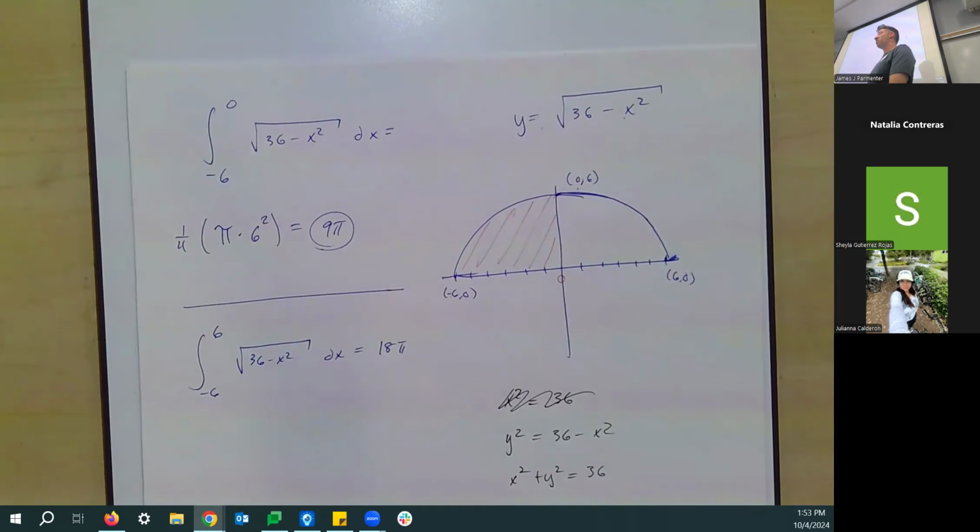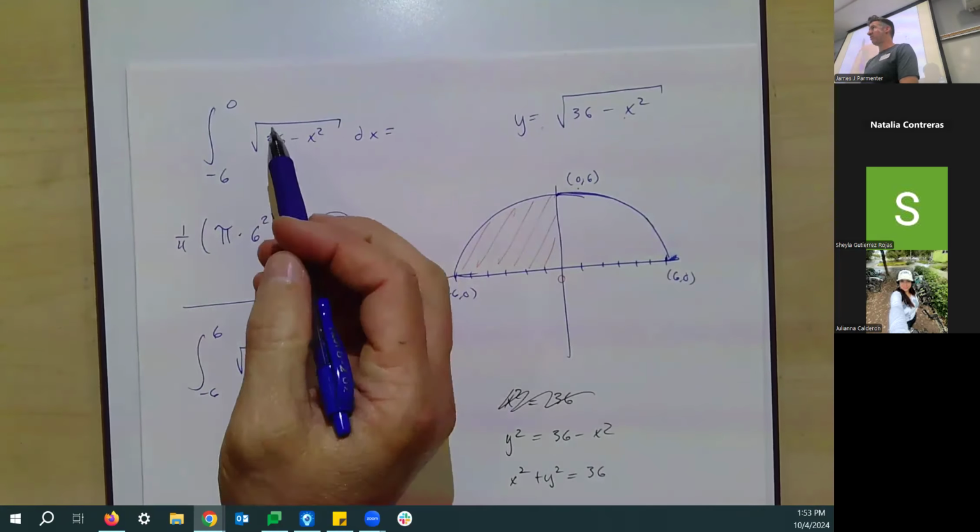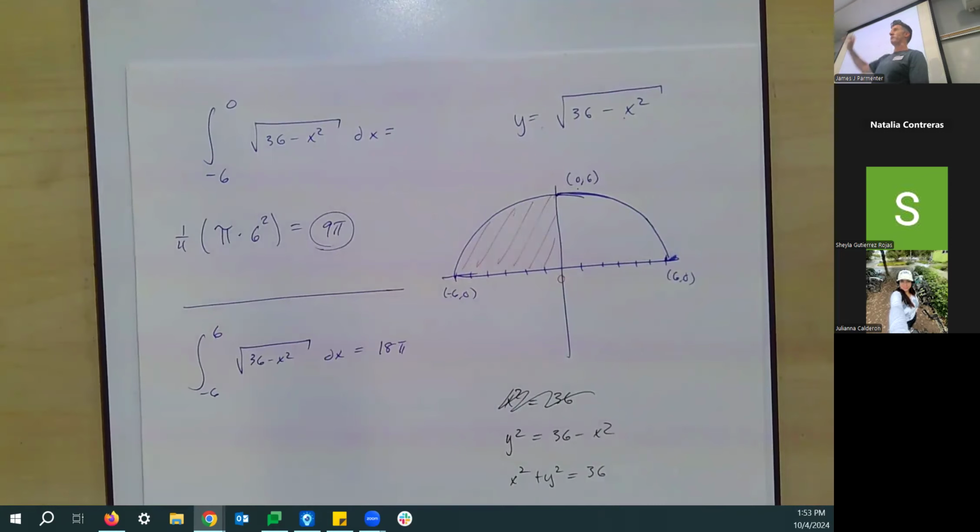Those are the only kinds of questions you can really ask about this kind of function. If your limits of integration are anything other than negative radius to 0, or negative radius to positive radius, or 0 to positive radius, if it's anything else, it's not doable. But it won't be anything else. We won't probably see this, but it's super annoying when we do.